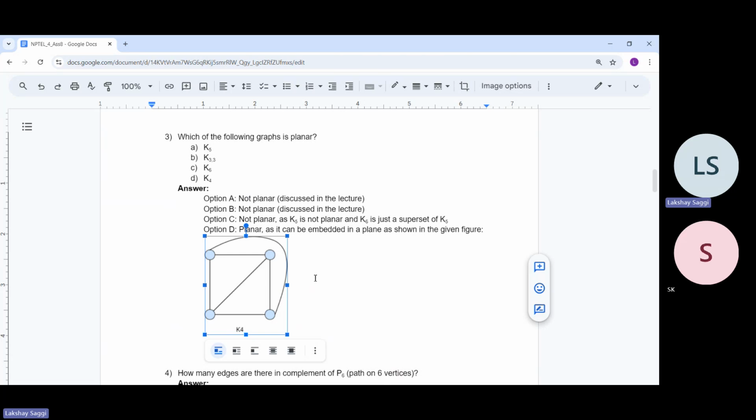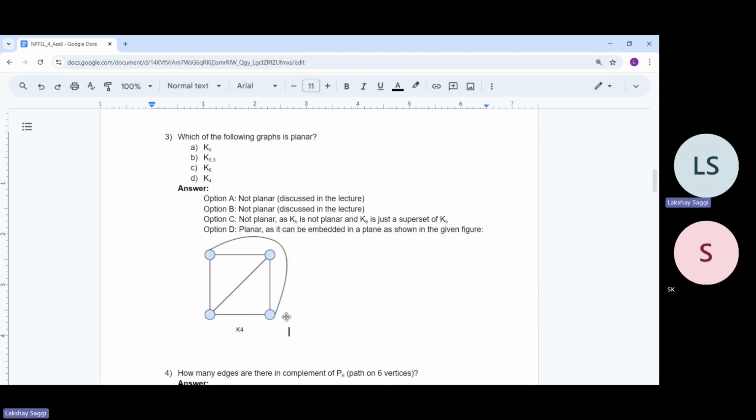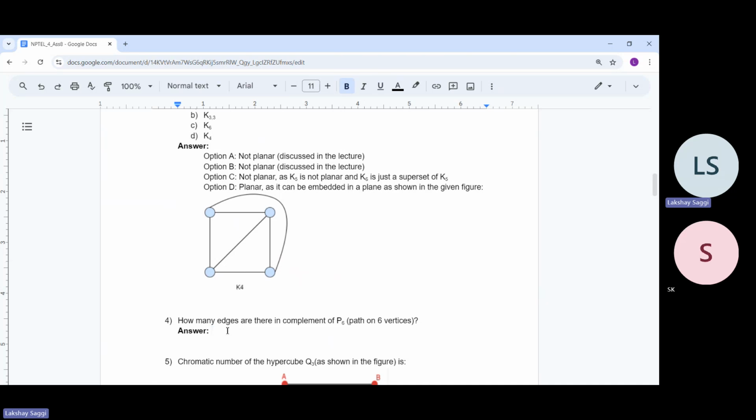So you can see in this figure that this is the graph K4, there are 4 vertices and between every pair of vertices, there's an edge. And this can be embedded in a plane. And this is a planar embedding for this. No two edges are crossing. So that's why K4 is actually planar. And now maybe we can move on to the fourth question.